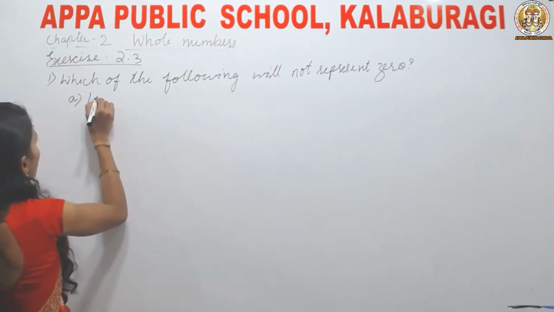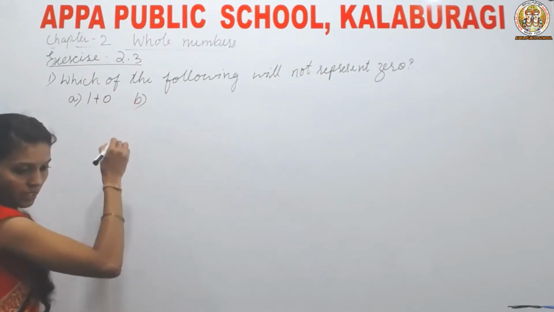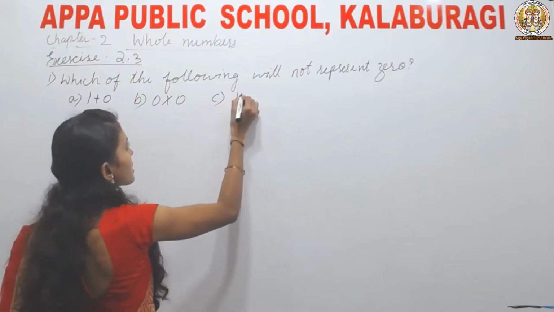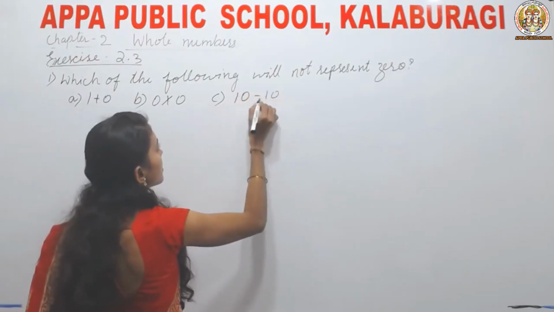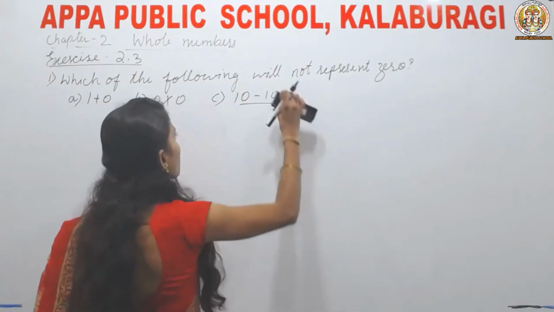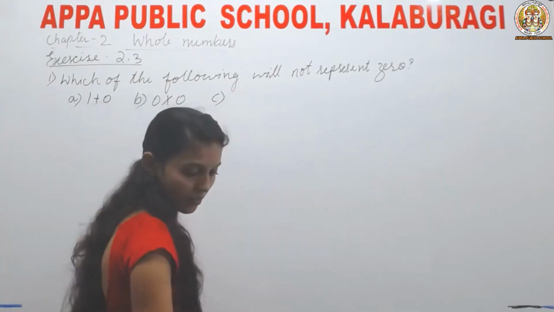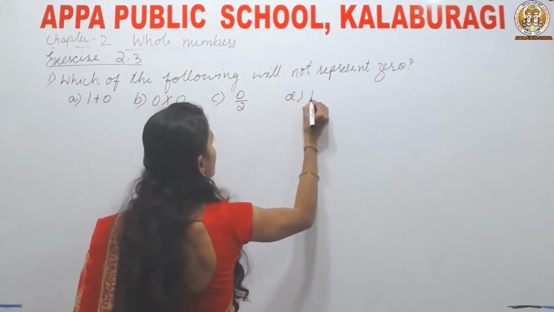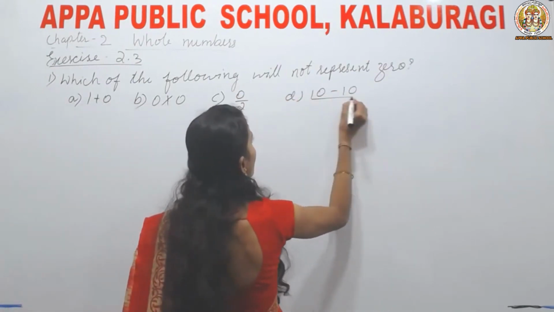That is 1 plus 0. Second one is 0 into 0. Third one is 10 minus 10, and the fourth is 0 divided by 2.